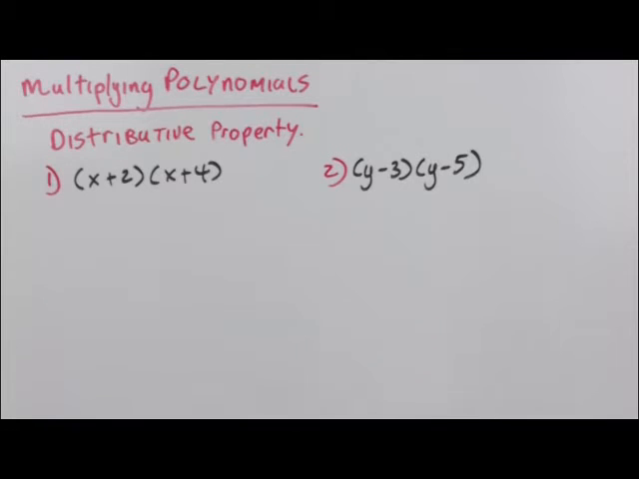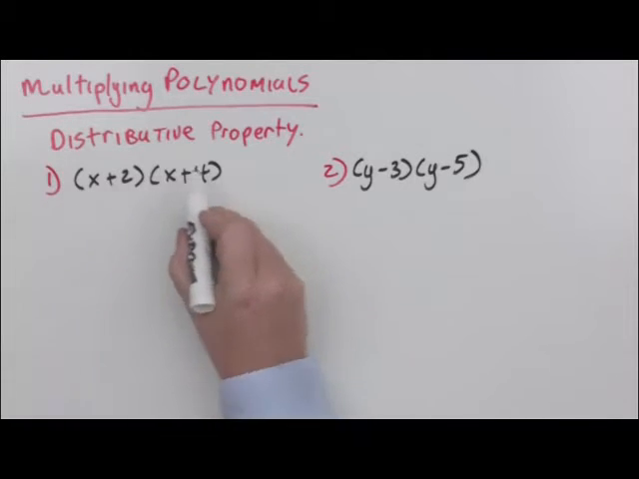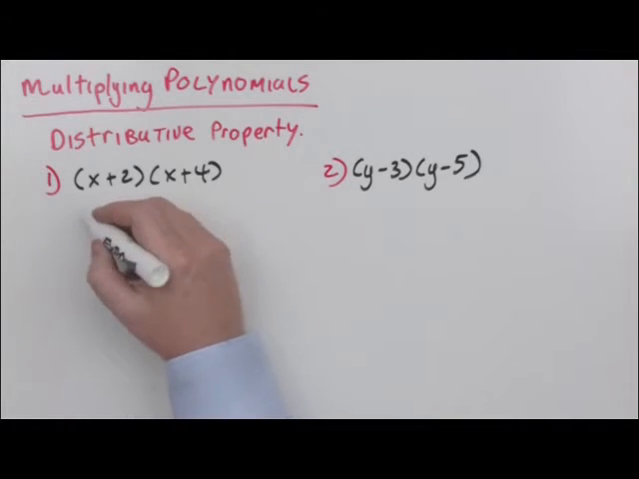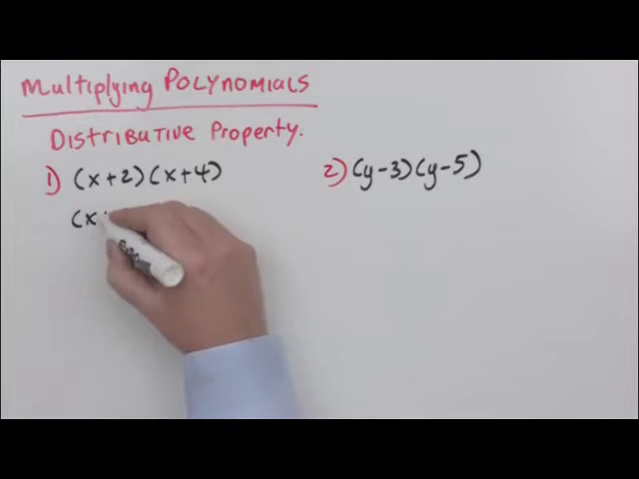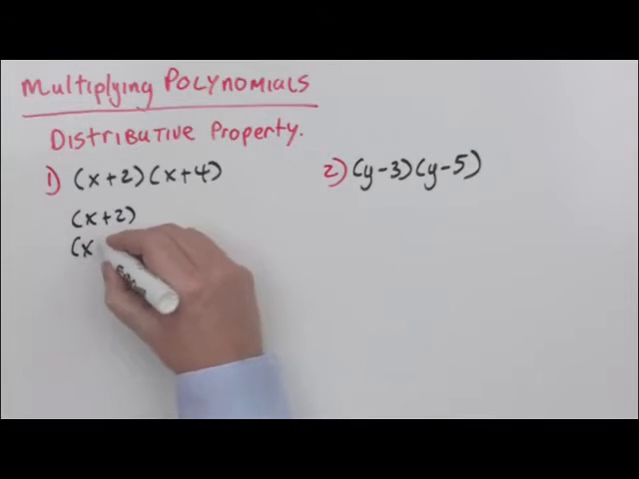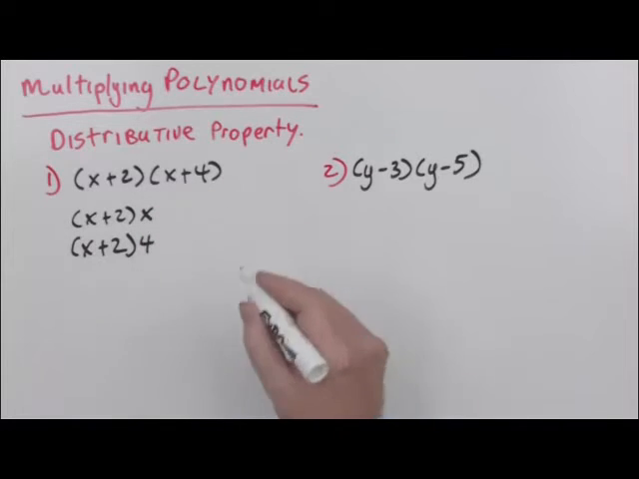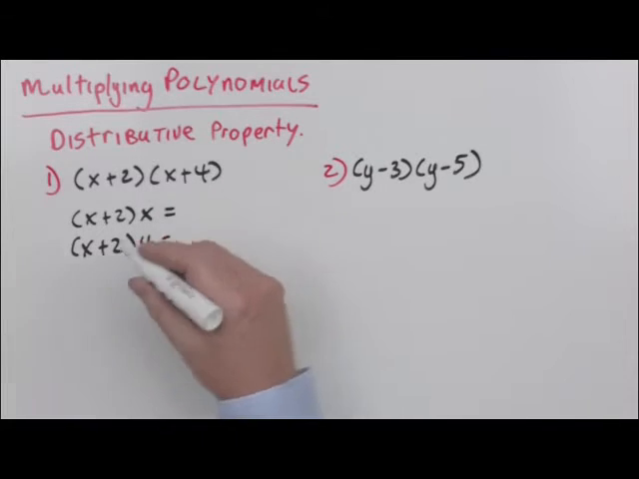The first way to multiply polynomials is using the distributive property, because I could distribute the x and the 4 into x plus 2. So let's write down x plus 2 twice. And I'm going to distribute first the x in it and then the 4. Let's see, multiply that out.